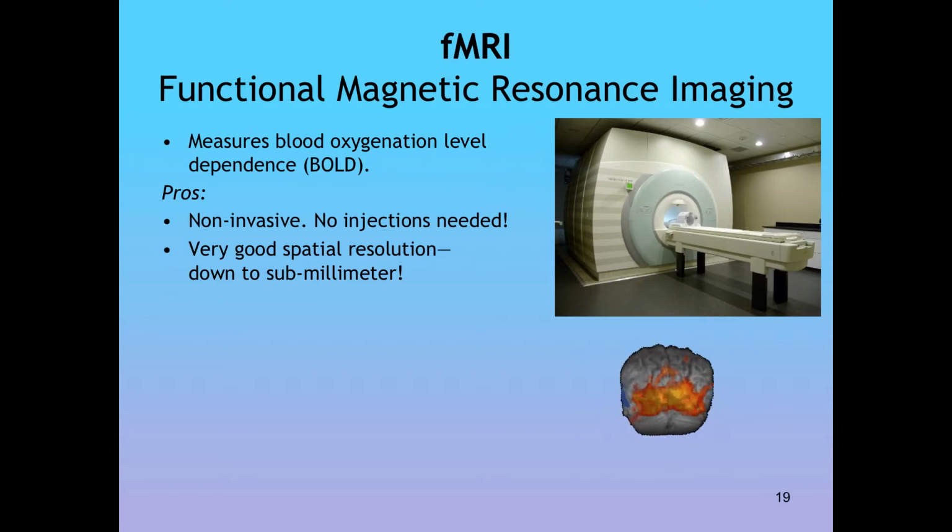So at a 3 Tesla scanner, for example, which is a moderately strong scanner, we can get down to 1 to 2 millimeter resolution of voxels. And a voxel is basically a 3-dimensional pixel. So think of it as a little cube. That's how small we can get in terms of distinguishing different brain areas.